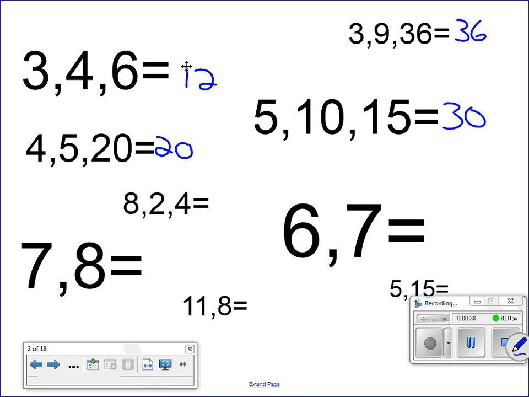So look at 6 and 7, that would be 42. 8, 2, and 4 would be 8. 7 and 8 would be 56. 11 and 8 would be 88. And 5 and 15 would be 15 for common denominators.